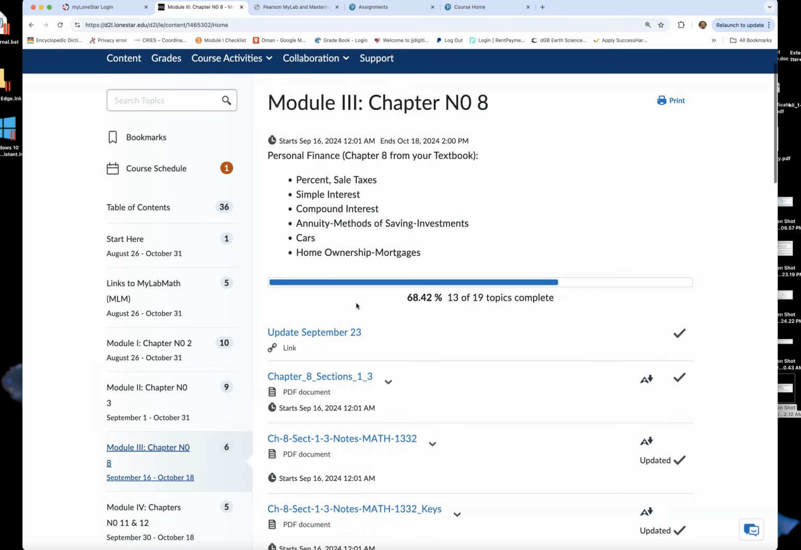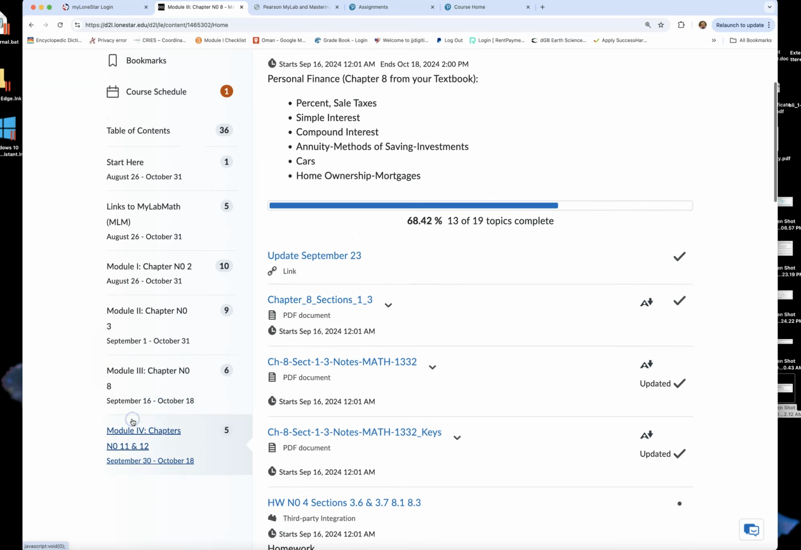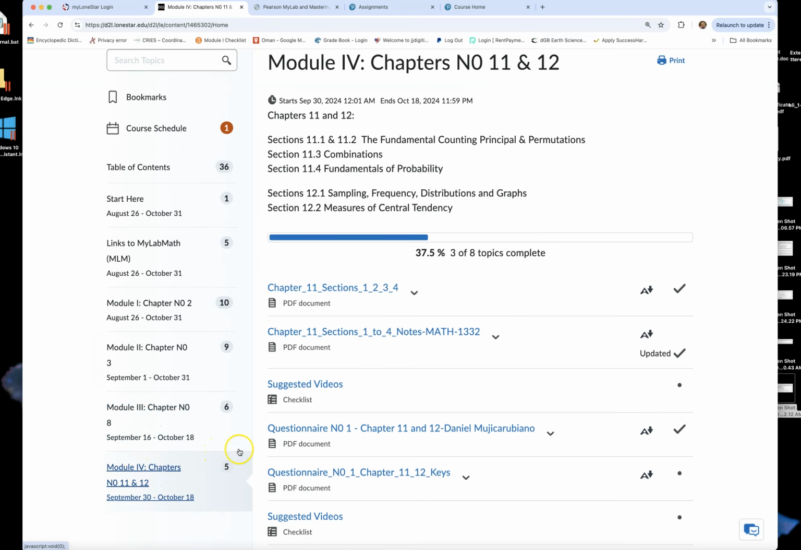Okay, so now the new instructional material is this module. This is the last module that we're going to have in this course. This module comprises 2 chapters: Chapter 11, which we're going to cover this week, and chapter 12, statistics, which we're going to cover next week, starting on October 7. So what is available in this module at this moment?